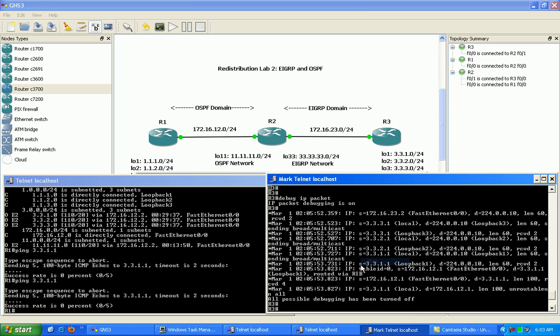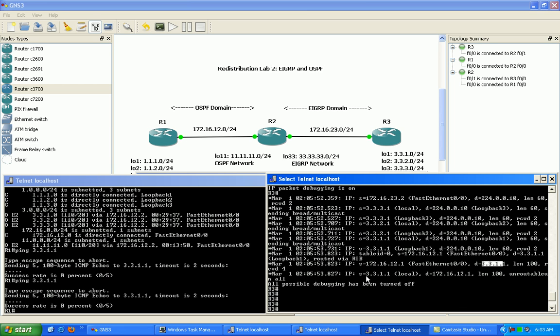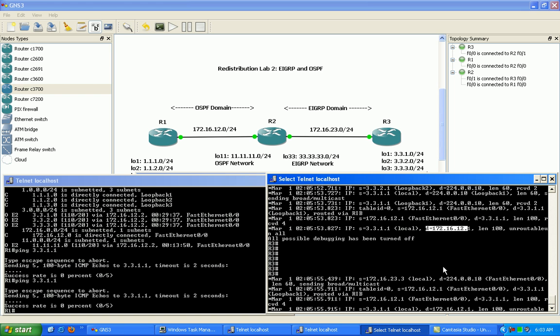What we're seeing here is packets coming in sourced from the 12 network with the destination to the 3 network. So the packets are getting here from router 1. However, on the way back, the echo replies going back to router 1 have a destination of the 12 network.